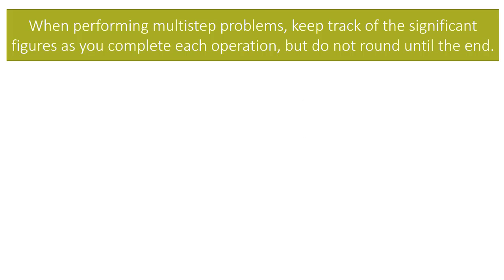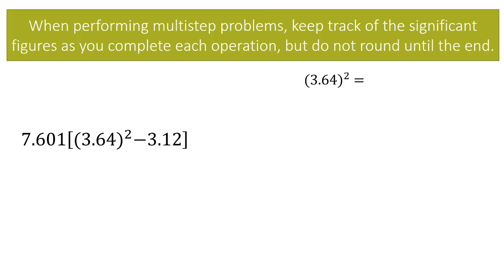Let's go ahead and take a look at a slightly more complicated example. In this example, I've got 2 sets of parentheses, I've got multiplication, I've got an exponent, and I've got subtraction. So according to order of operations, I'm going to take care of the 3.64 squared first. So that gives me 13.2496. Now remembering the rules of sig figs, whenever you multiply something, you just have to count how many sig figs are present. So 3.64 is 3 sig figs, so my answer when rounded should also be 3 sig figs.